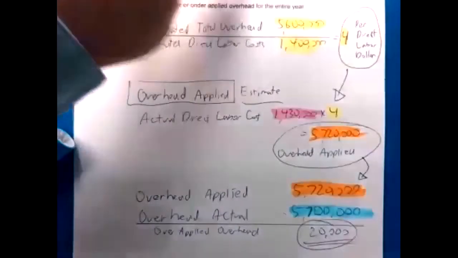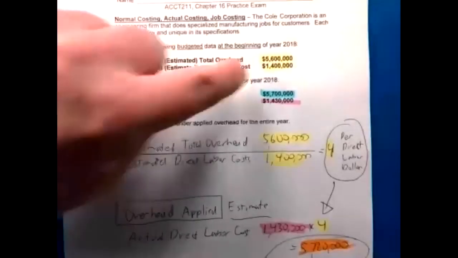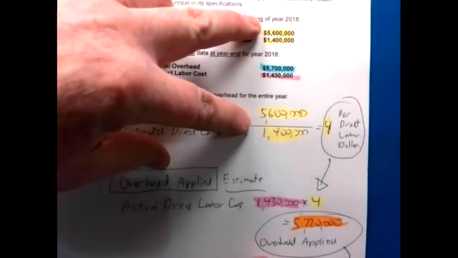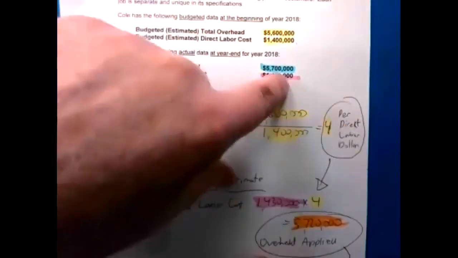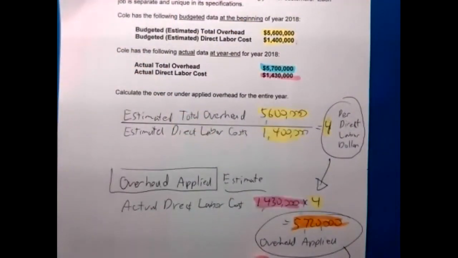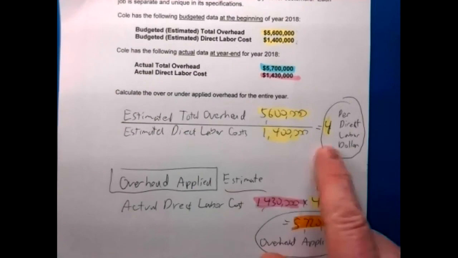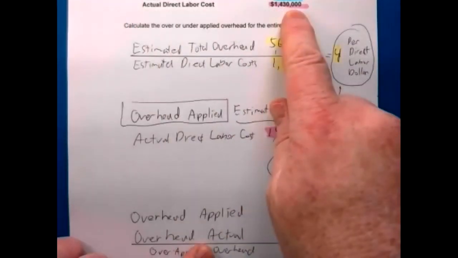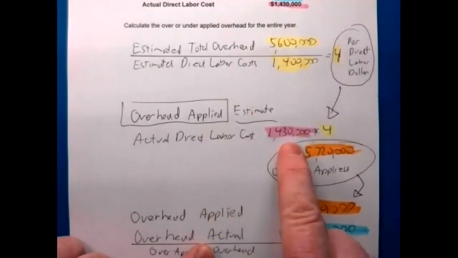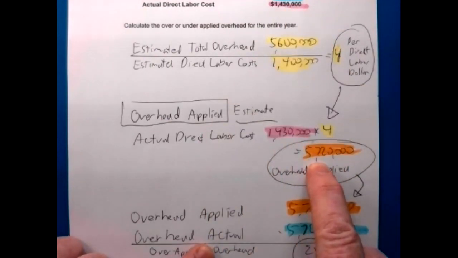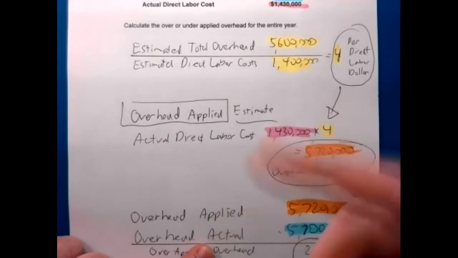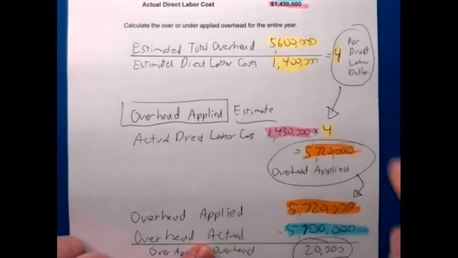Using the estimate, you get how much it is per hour, and do it at the beginning of the year. So January 1st, you'll have this going, and every time there is a direct labor dollar spent, $4 is added to the overhead. So during the year, they spent 1,430,000 of these hours, and so they applied that much, 5,720,000. Every time they had one of these hours or dollars paid out, $4 more were added.